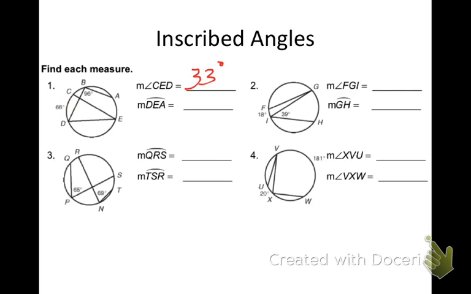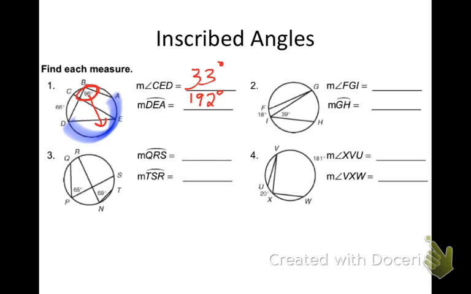Nice job. And then now I want to find arc DEA. So there's DEA. Great. The angle on the inside is 96. What am I going to have to do to find the arc? I'm going to have to multiply by 2. 96 times 2 gets me 192 degrees. Nice job.